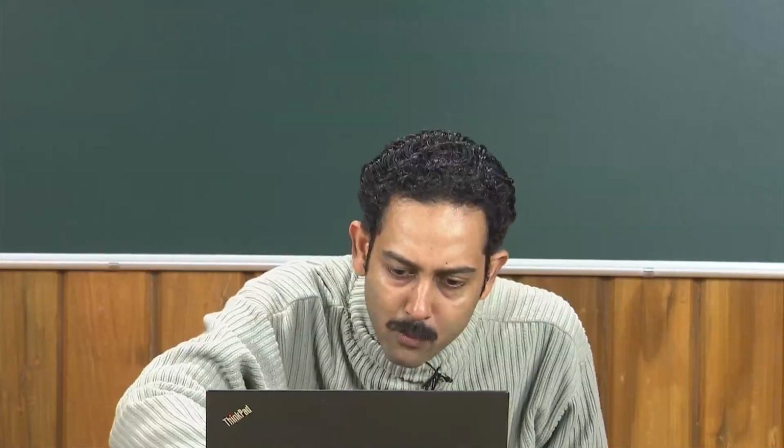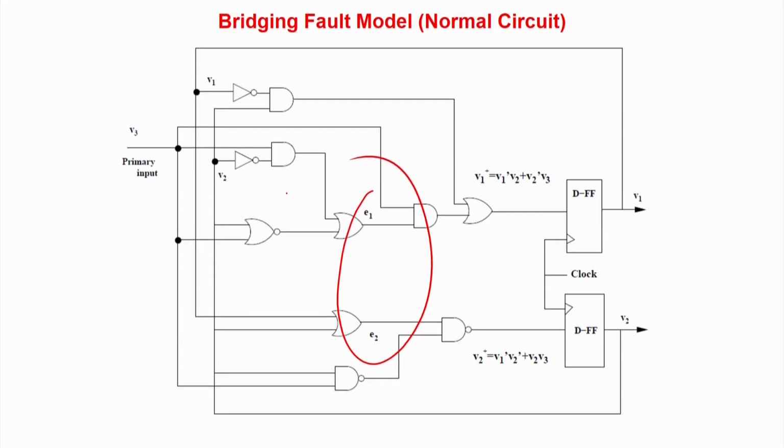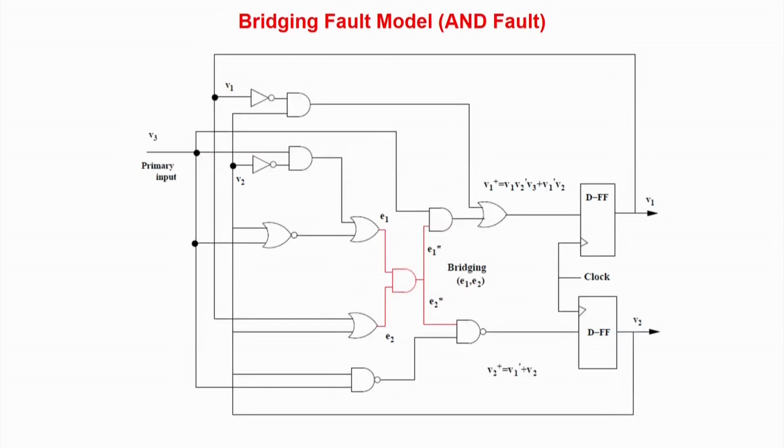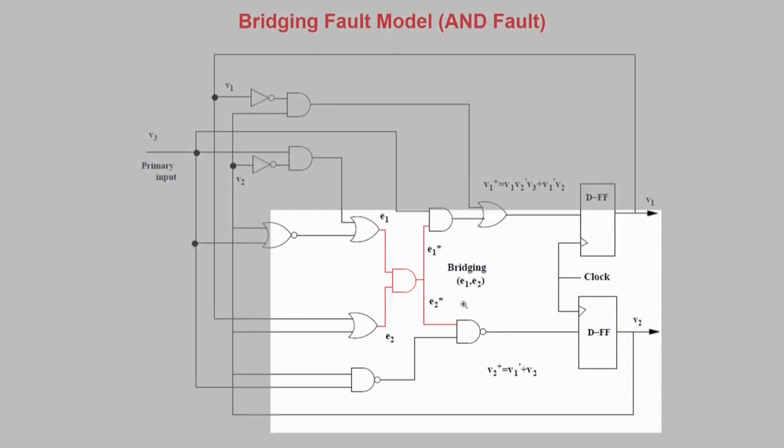So let us assume that we are going to take E1 and E2, 2 lines which are in close proximity, have a bridging fault, that is they may have a coupling. So what is the coupling about? So they assume that these 2 lines E1 and E2 which are involved in coupling, they have some logical interference, like it's an AND interference. So E1 will be fed to this line as E1 star. Let me zoom this part.